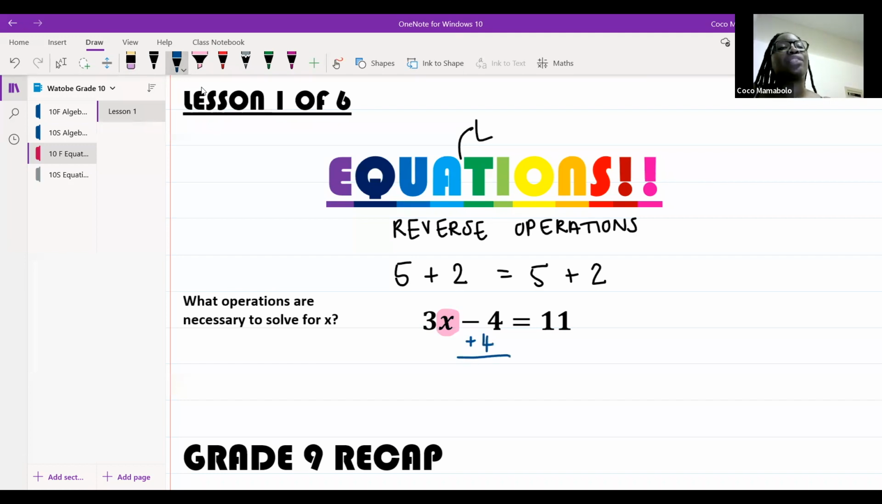And -4 plus 4 is going to give me 0, and I know 3x plus 0 is just going to be 0. But because of my equivalency, I can't just add 4 on the left. I need to add 4 on the right-hand side as well. Okay, so if I add 4 on this side, I need to add 4 over there as well.